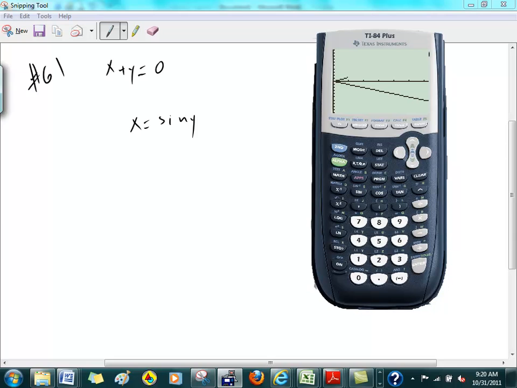So that's the first one. That's the second one. It looks like maybe you should change the window to negative 2 pi, 2. Well, let's just do zoom standard, okay? Let's see what happens. Doesn't help you much, does it? Let's go zoom box this guy.